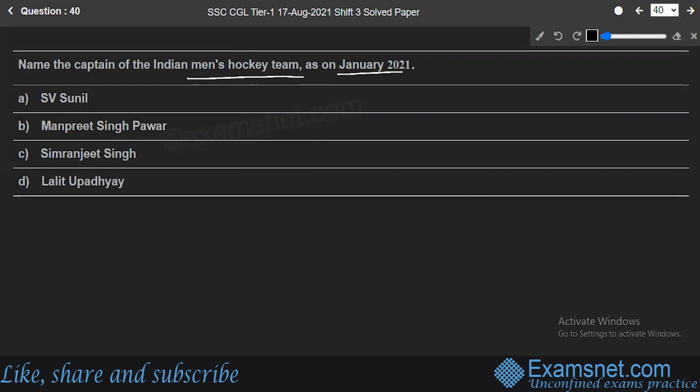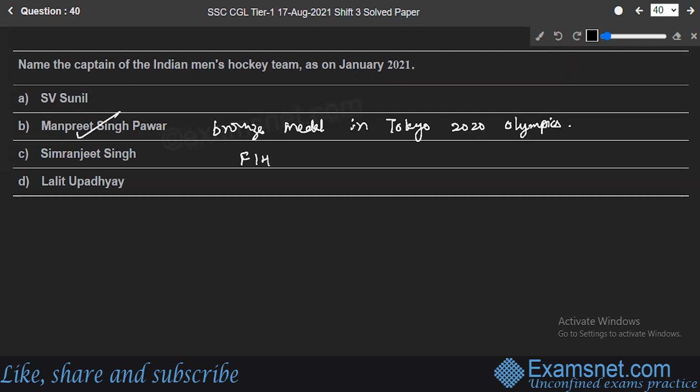Name the captain of India's men's hockey team as on January 2021. Is it SV Sunil, Manpreet Singh Pawar, Simranjeet Singh, or Lalit Upadhyay? Well, Manpreet Singh Pawar is the captain of the Indian men's hockey team. He led the Indian field hockey team to a bronze medal in the Tokyo 2020 Olympics. He was named Asia's Junior Player of the Year in 2014. He was awarded the 2019 Men's FIH Player of the Year award. So option B, Manpreet Singh Pawar, is the captain of the Indian men's hockey team as on January 2021. Let's move to the next question, number 41.